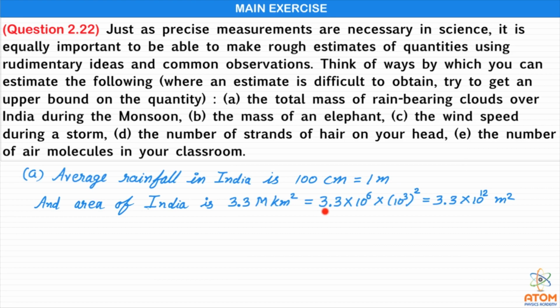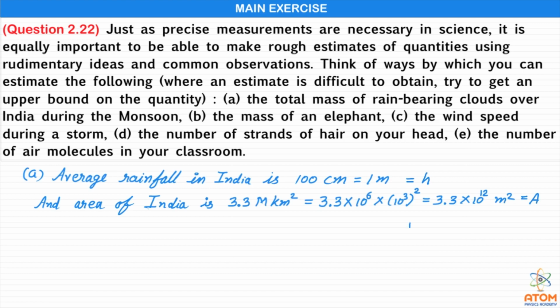And the total area of Indian surface is 3.3 million kilometer square. So it is 3.3 into 10 raised to 6. It is million here, so 10 raised to 6. And this is kilometer square, so I have to convert it into meter square. That's why I am multiplying it with 10 raised to 3 whole squared. That means this will become 10 raised to 6. So as a whole we get 3.3 into 10 raised to 12 meter square. So this is the height h I will call, and this is the area A.